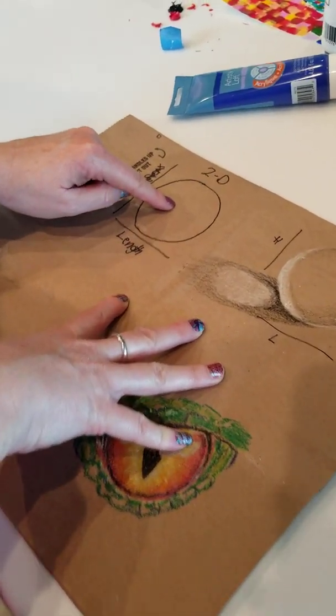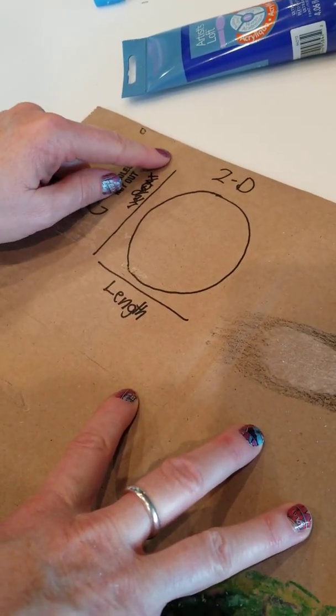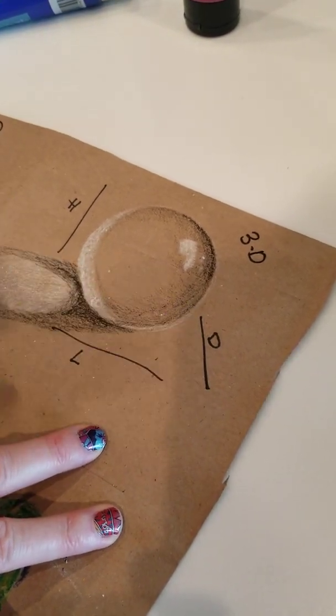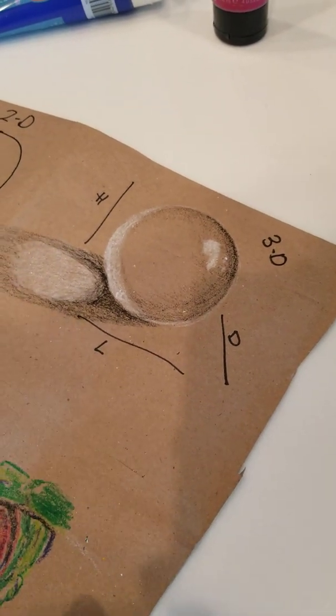So a two-dimensional object like this circle is just a shape. It has length and it has height. When we move over to a three-dimensional object, we are also adding dimension. So now it has form, it has volume to it.